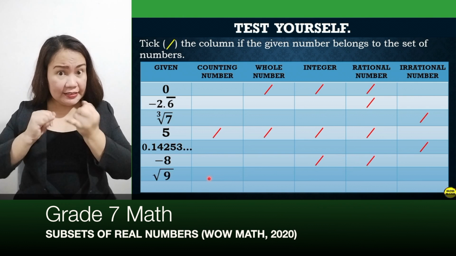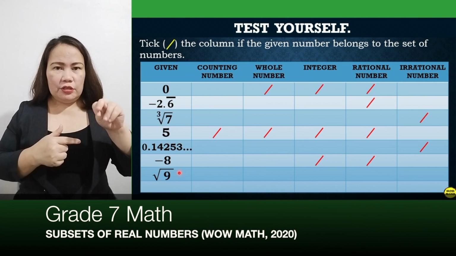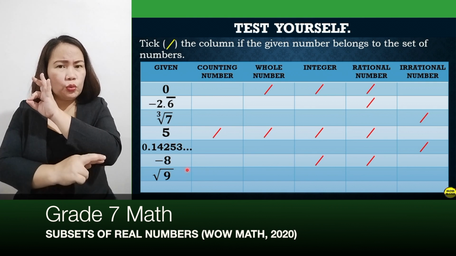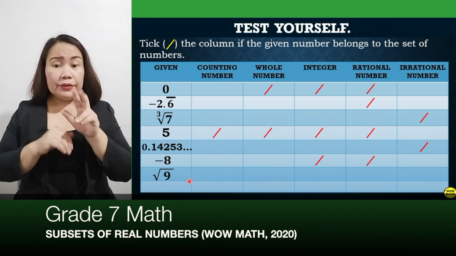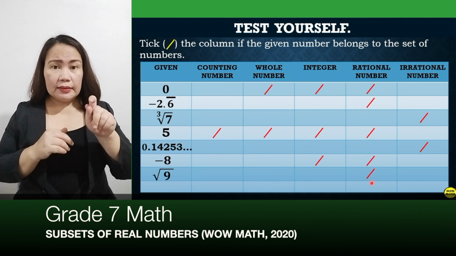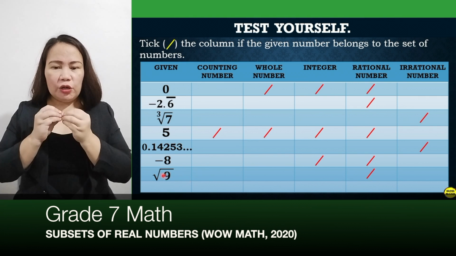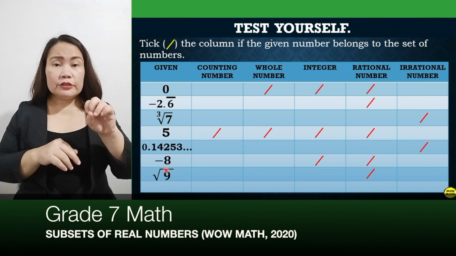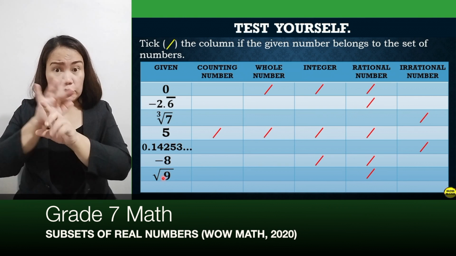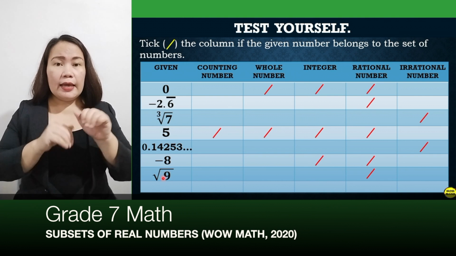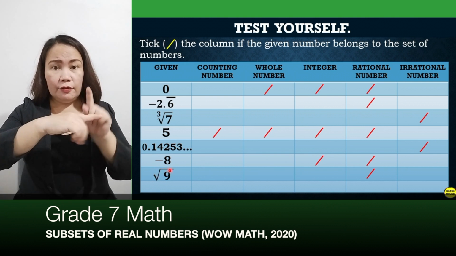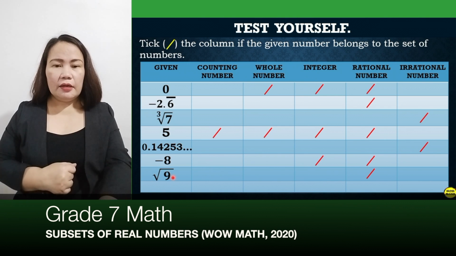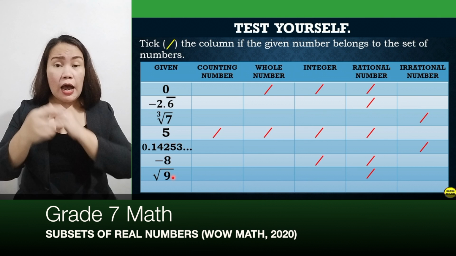Next, I have square root of 9, okay? If we will be getting the root or the square root of 9, that is equal to 3. And 3 is a rational number. Okay? So, square root of 9 is a rational number kasi yung square root ng 9 can be expressed in the form of A over B. Okay? So, square root of 9 is a rational number because its root can be expressed in A over B.